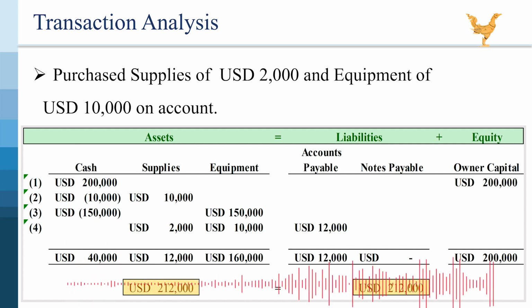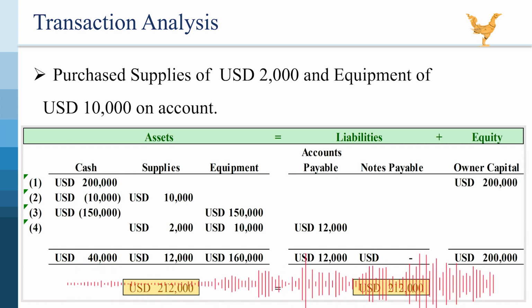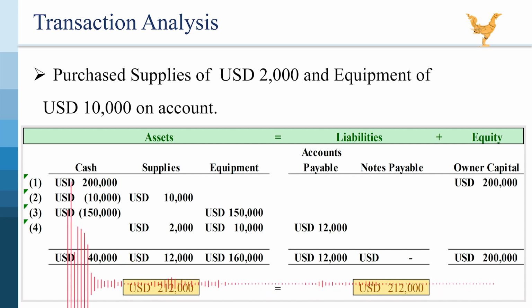Key takeaway. This example shows how acquiring assets on credit impacts a company's balance sheet. It increases both assets, what the company owns, and liabilities, what the company owes. It also highlights the importance of understanding how different types of transactions affect the accounting equation.